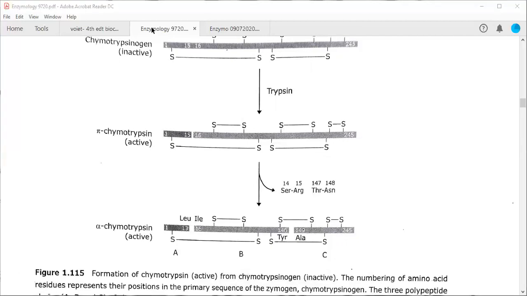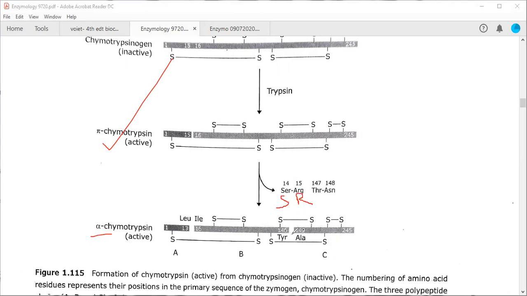You can remember this by a trick. This is serine, S, and this is arginine, R. In the first step there is no further cleavage, so it has less activity, though it is active. Then in the second step, when the alpha chymotrypsin is formed, it is very active.